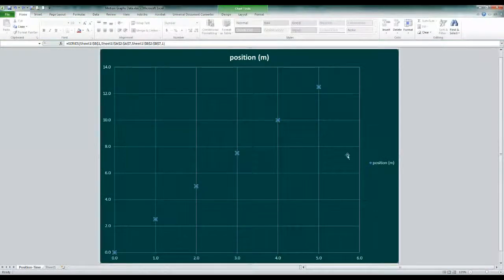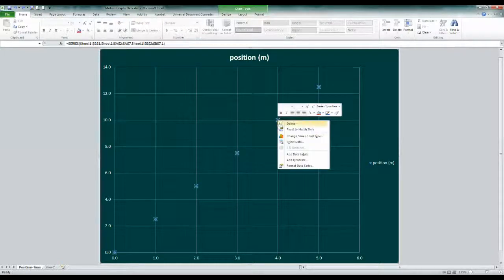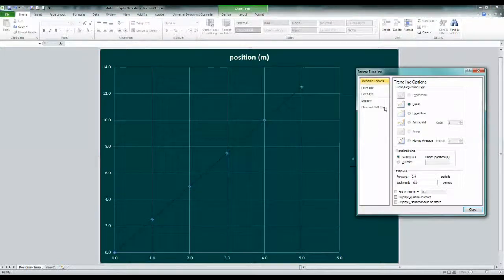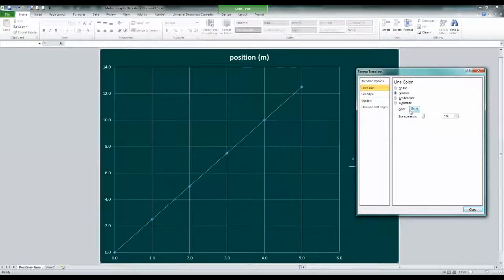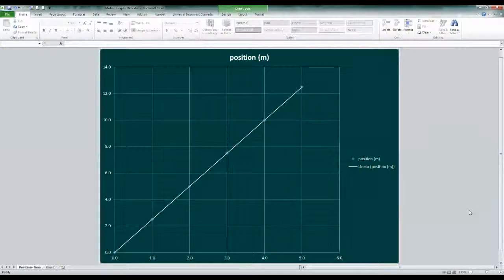Now a line of best fit is called a trend line in Excel. To add one, just right-click on a data point and select trend line from the pop-up menu. There are a few formatting options, but the main one is the trend type. Since this is linear motion, we'll select linear. We close the dialog box once we're set.